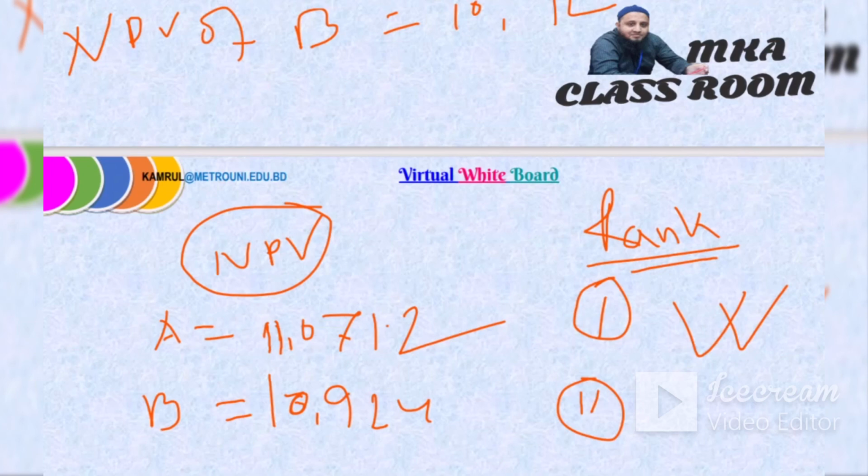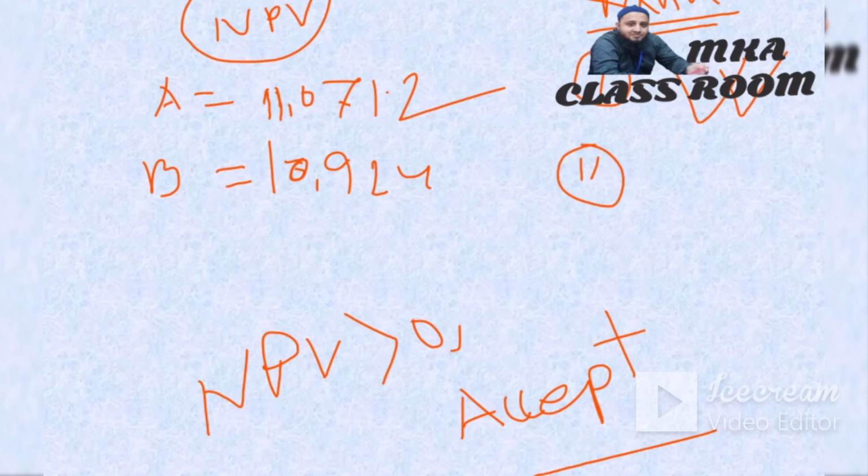We know that if NPV is greater than 0, accept the project. So in this situation we can accept both projects A and B. But if they are mutually exclusive, then we will take project A. Or if these two are independent projects, we will take both projects for our decision.